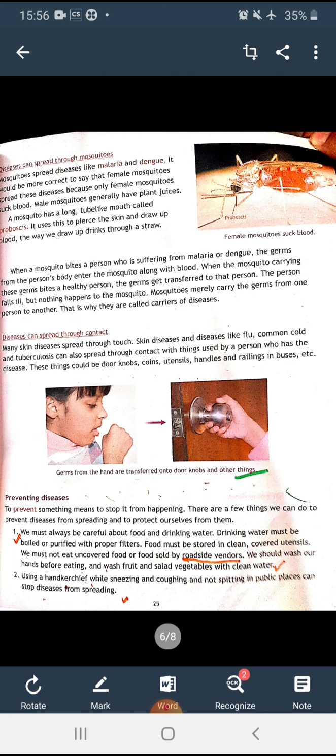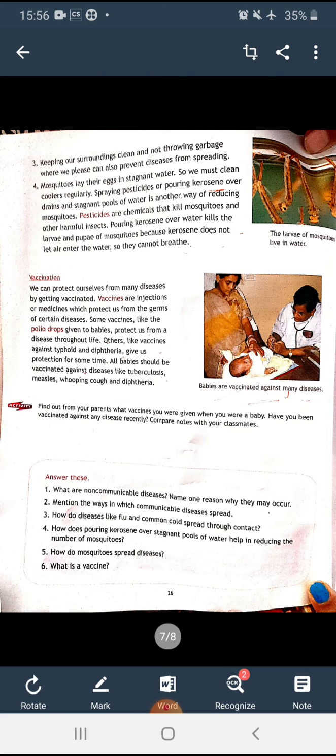How to prevent? To prevent something means to stop it from happening. We must always be careful about food and drinking water. Drinking water must be boiled or purified. Food must be stored in clean covered utensils and we must not eat uncovered food. Use a handkerchief while sneezing and coughing. Keep our surroundings clean. Mosquitoes lay their eggs in stagnant water, so we must clean coolers regularly.